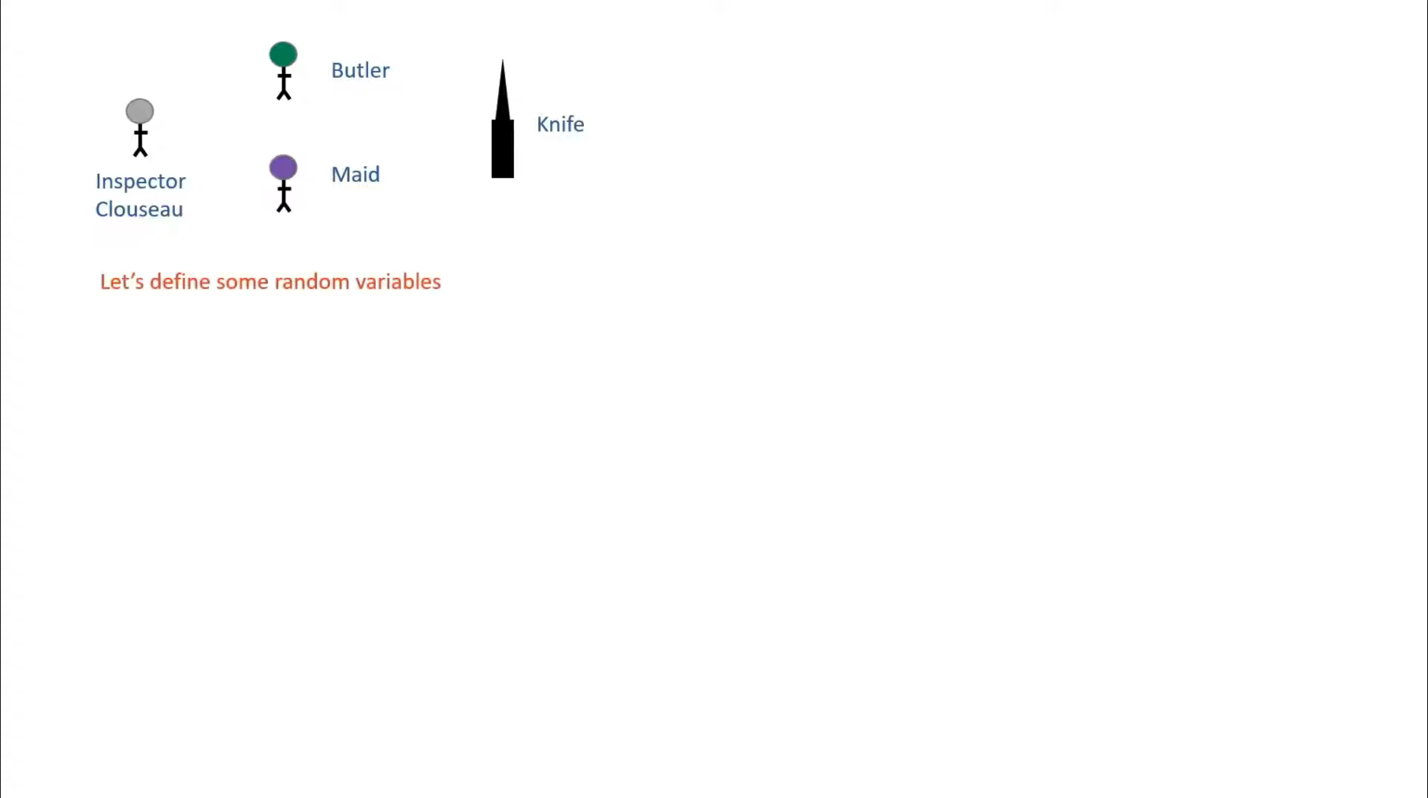Okay, before we proceed, let's define some random variables so we can solve the problem being asked for. First, let's have B denote the butler, and we can say B can take two values, either murderer or not murderer. Similarly, we can call the maid M, and this can also take two values, murderer or not murderer. For the weapon itself, the knife, let's call it K, and this time it can take the values used and not used.